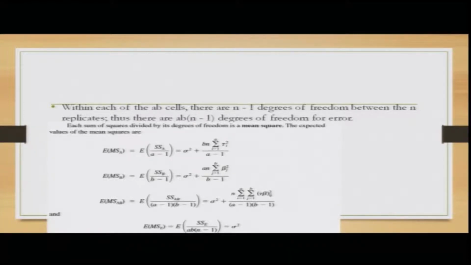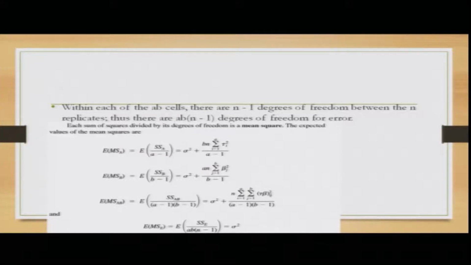So, within each of the A into B cells, there are n minus 1 degrees of freedom between the n replicates. So, basically you had n replicates as the sample size. Thus there are a b into bracket n minus 1 degrees of freedom for the errors, which I did mention a few minutes back. Each sum of squares divided by its degrees of freedom is the mean square. The expected values of the mean squares are to be found, because that gives the average error. Those values are as given here.